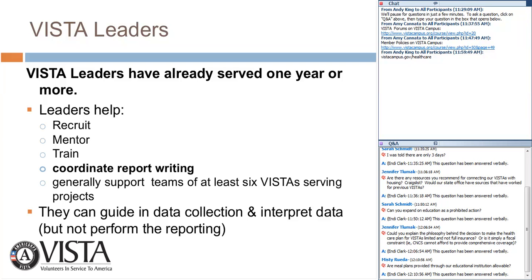And generally, the VISTA leaders act as a liaison between the VISTA members and your organization, so they can help the VISTA members understand how to navigate or manage their term of service. They can also help develop professional development opportunities for your VISTA member. So if you have a project that has 6 or more VISTA members and you don't currently have a VISTA leader at your organization, it might be worth talking to your state office about having a leader, because they can assist in many ways during a VISTA member's project and service term.